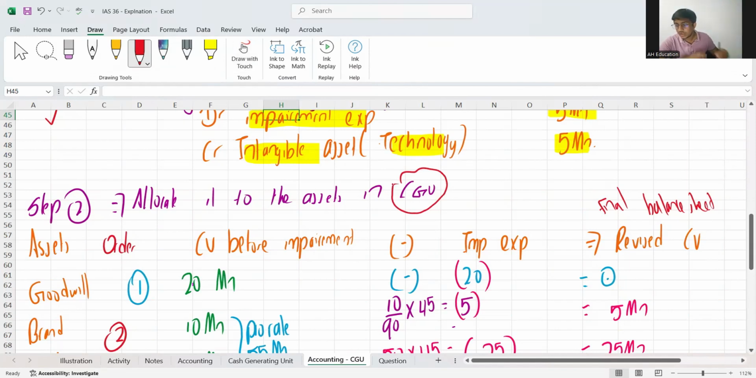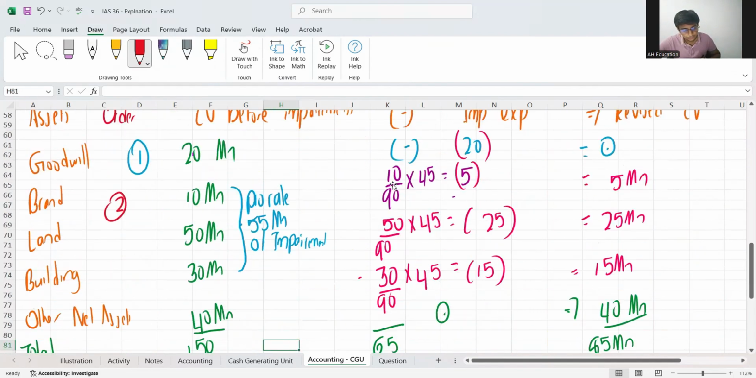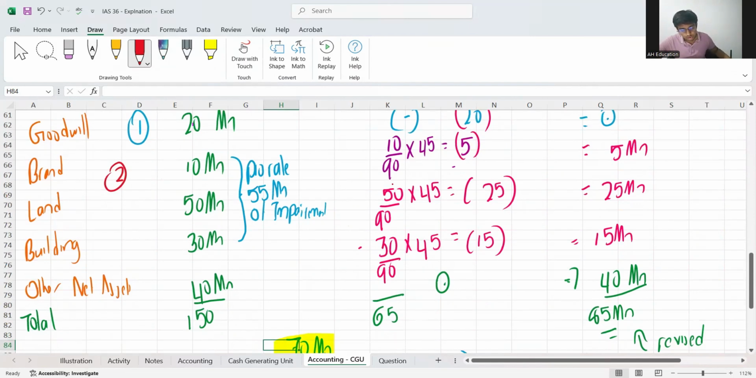So there's a small format that you need to follow, and based on that, you will be allocating your figures. What you know is your other net assets, which is 40 million. You don't need to impair it. You will not do any adjustments, because it is your current assets, and current assets are always correctly recorded. So you don't need to do anything.